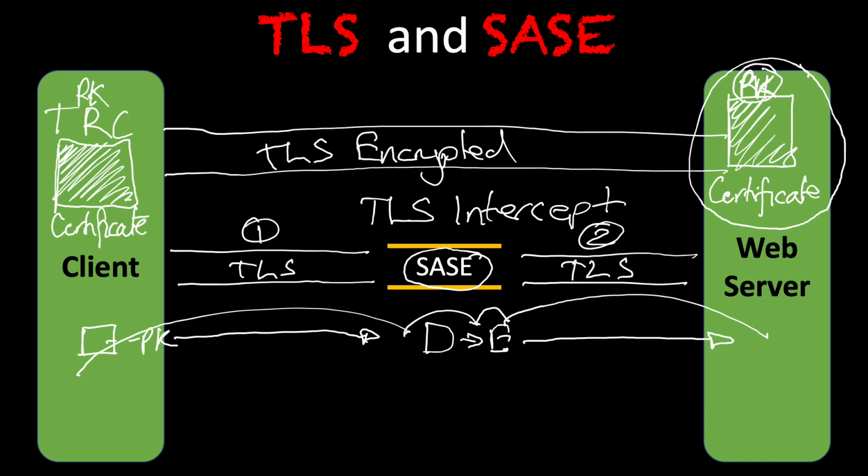Now, this entire model breaks, not if you remove the certificate on the web server, because that still has to happen, but if you remove the root certificate on the client side. That is the magic ingredient to make TLS work with a man-in-the-middle entity, which is the SASE platform, in terms of the end-to-end connection. That concludes today's module.